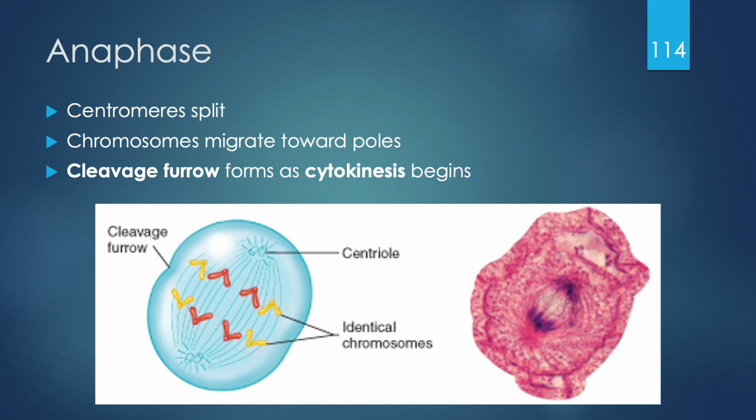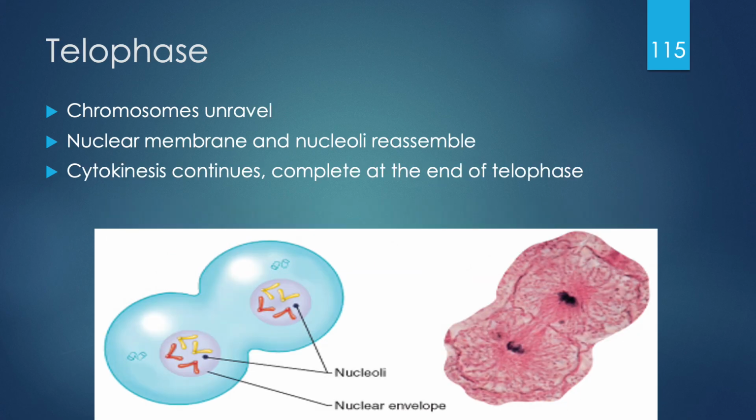You'll see on one side of the cell that there's a cleavage furrow, which is just an indentation, and this shows you where the cell is about to separate once cytokinesis occurs. So cytokinesis is beginning, but it hasn't fully occurred yet. In telophase, the chromosomes will unravel, and the nuclear membrane and the nucleoli reassemble so that we are about to have two totally separate cells. So cytokinesis continues, and at the end of telophase, we have cytokinesis complete. Cytokinesis literally translates to cell movement, so this is indicating that the cells have completely separated.